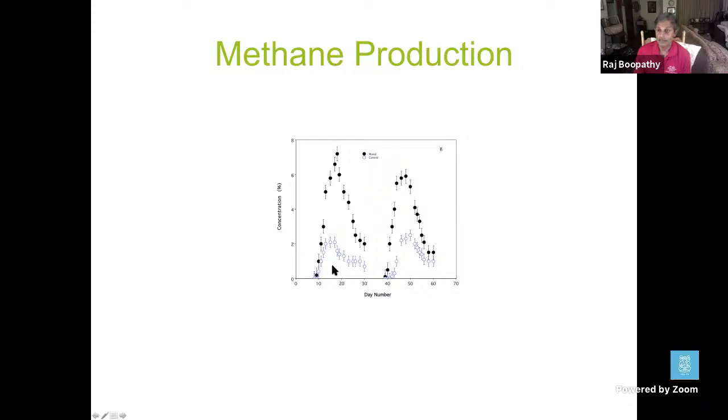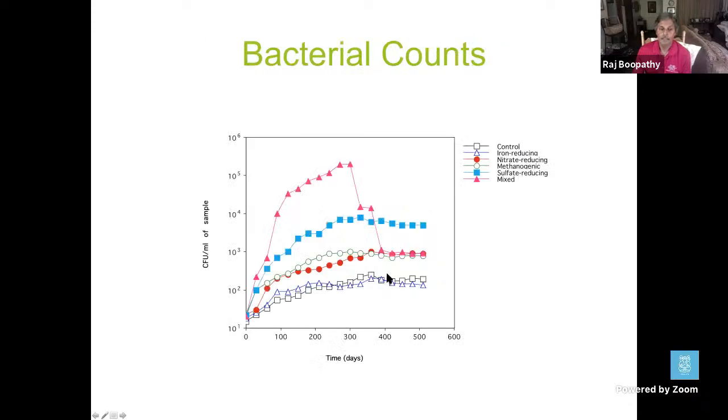And then we also monitored methane. You can see that, compared to the control, the mixed electron acceptor condition produced more methane, okay, in different periods. And then we did a count of how many bacteria are there, using some kind of gross analysis of making media to promote only this kind of group of bacteria. So it's not very accurate, but it just gives a ballpark figure of what is going on in this condition.